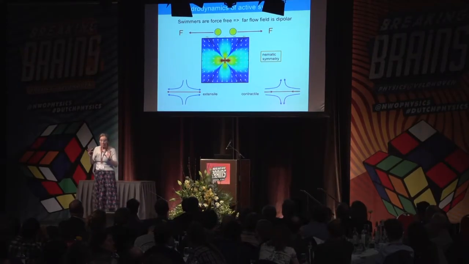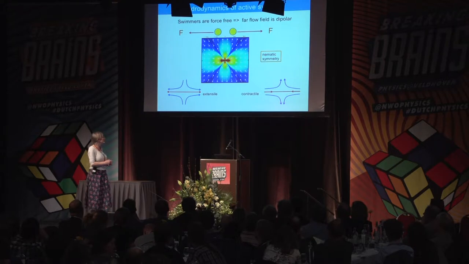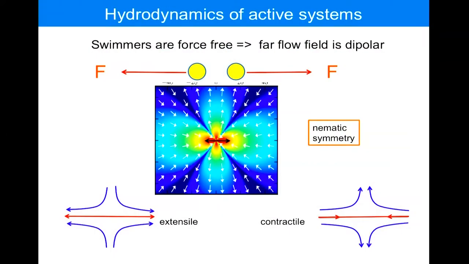And when I add up the flow field due to both of those pairs, what I'm going to get instead of this Stokeslet is a different pattern flow field, and you can see that it's one with nematic symmetry. There's a symmetry between the front of my swimmer and the back of my swimmer. So there's a rather nice connection between Newton's laws about action and reaction and the sort of equations you have to write down for these active systems.